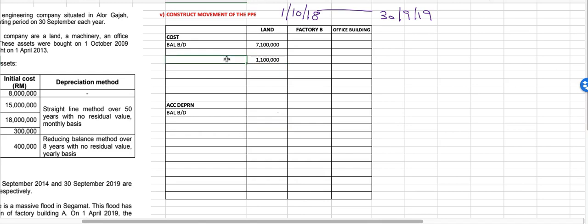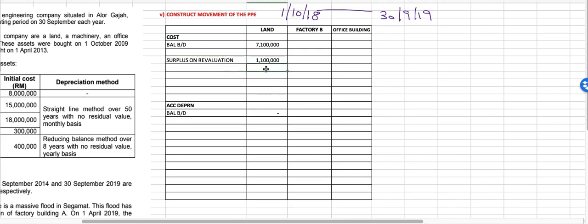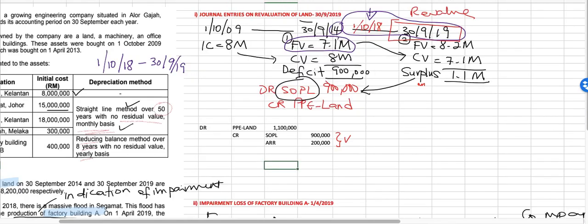You can put it here. You can put it as surplus. You can put it as ARR. You can even put it as a revaluation. So I'm going to put surplus on revaluation. If you put the description as ARR, it is also acceptable. Don't worry too much about the word. Okay, so I think that's all for land.